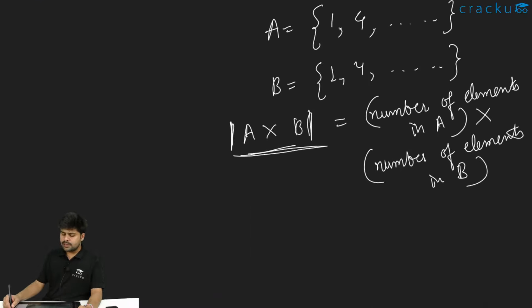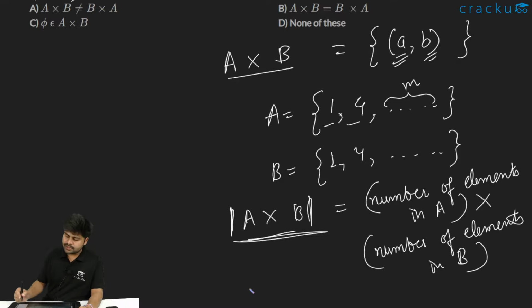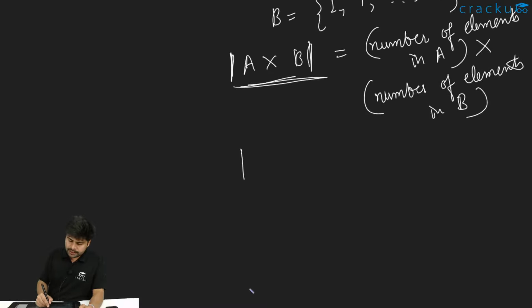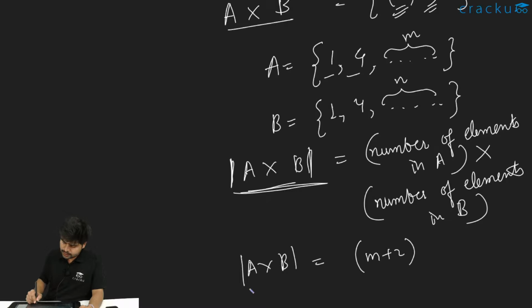Now think about it. Let's say A has 1 and 4 as elements and there are m extra elements. Let's say there are n extra elements in set B. So m extra elements apart from 1 and 4 in A, and n extra elements apart from 1 and 4 in B. So what is the cardinality of A cross B? It will be the number of elements in set A, which is m plus 2, times the number of elements in set B, which is n plus 2.